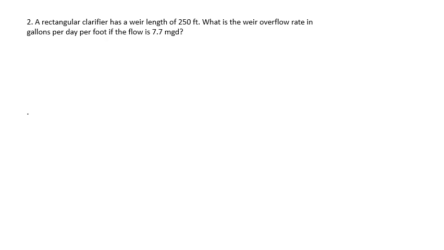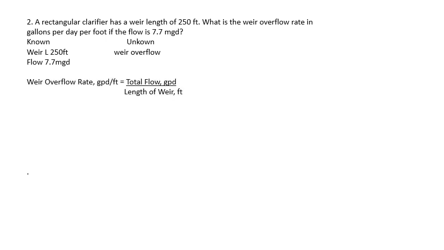Question number 2. A rectangular clarifier has a weir length of 250 feet. What is the weir overflow rate in gallons per day per foot if the flow is 7.7 million gallons a day? What we know, the weir length is 250 feet. The flow is 7.7 million gallons a day. What we don't know is the weir overflow rate.